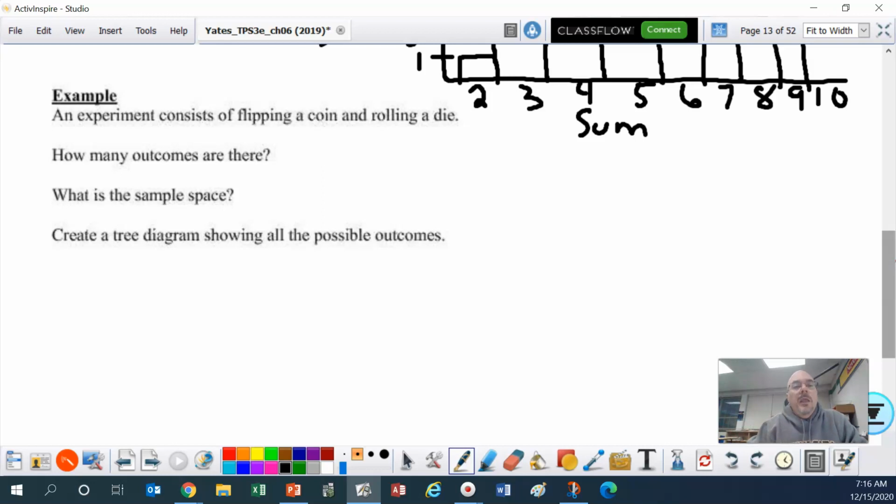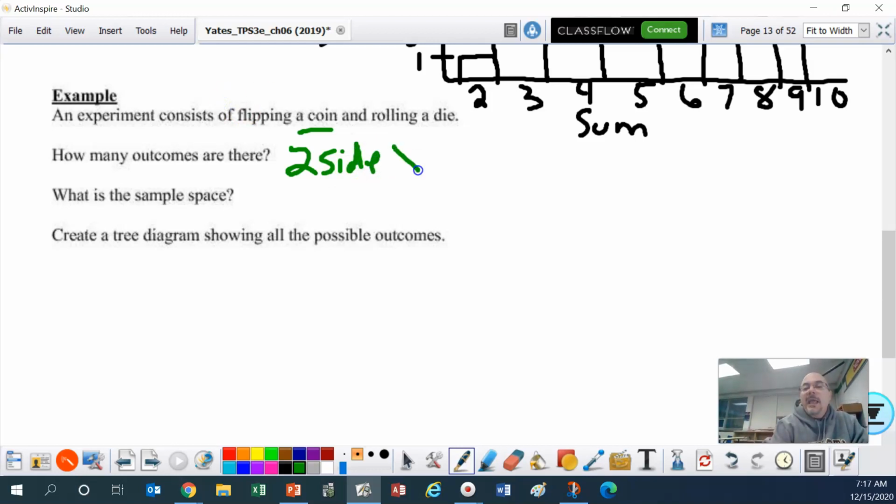All right. An experiment consists of flipping a coin and rolling a die. How many outcomes are there? Okay, again, that's the counting principle or the multiplication principle. So a coin has 2 sides and a die has 6 sides. Okay, so that means there would be 12 outcomes.